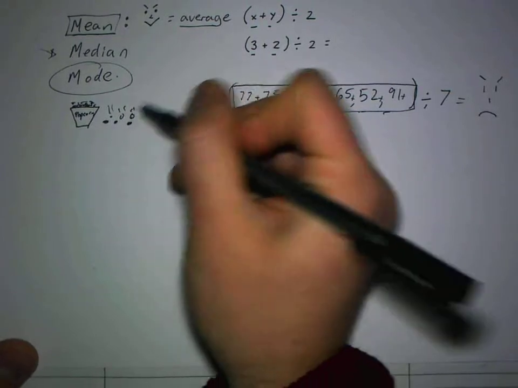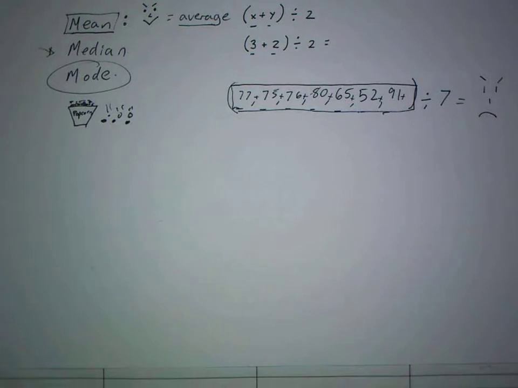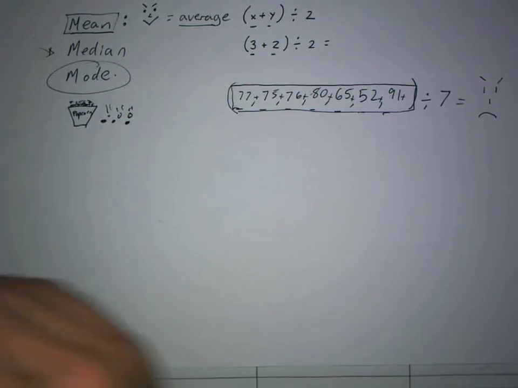The kernels, that's right. So think of it like that. So how does mode connect to popcorn? Audra. Mode is the number that pops up the most. You got it. Exactly. Mode is the number that pops up the most. In math, we call that frequency. Which one is the highest number? Which one pops up the most?